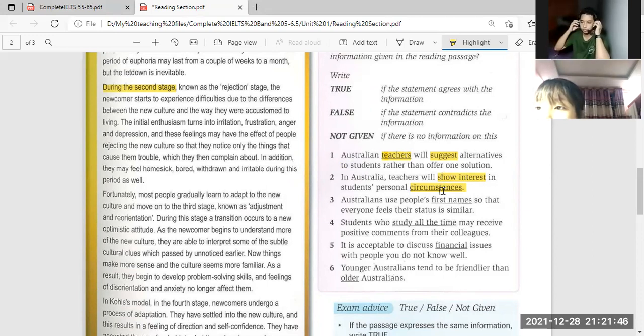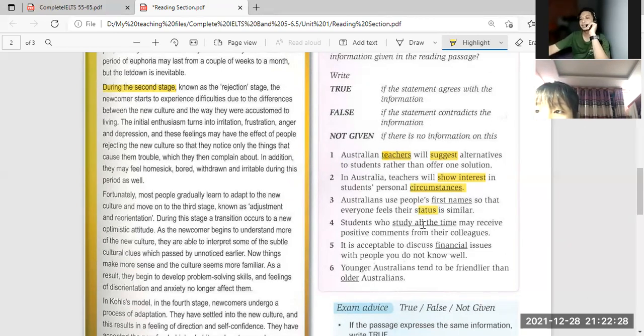Very good, Thuy. Next, can you read number 3? Australians use people's first name so that everyone feels their status is similar. Okay, do you understand the meaning of status? No. Okay, status means your standard. For example, I am poor or you are rich. So my status is poor and your status is rich. Like rich people, poor people, they have the status. And for example, I'm single, my status is single.